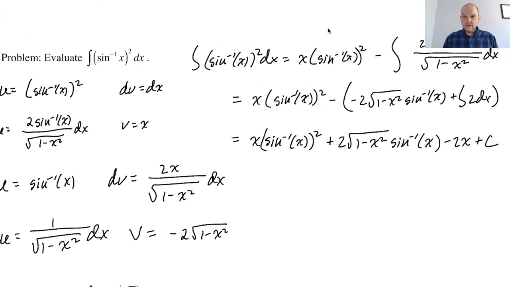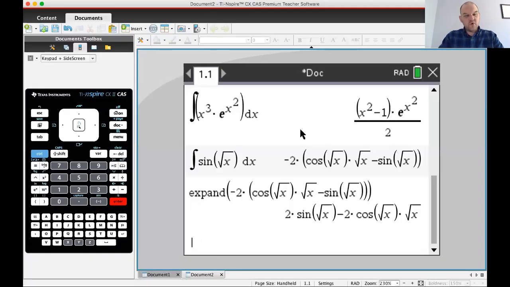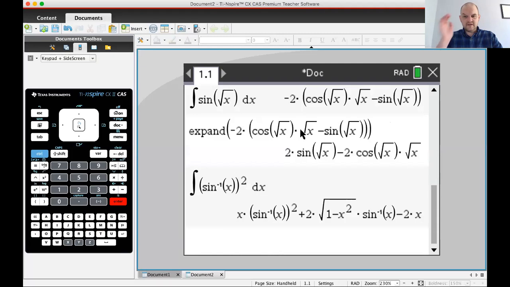Let's check. It's more exciting to check by taking the derivative, but it's more annoying, so I'm not going to do it. The integral of arcsine of x, squared, dx is x arcsine of x squared plus 2 root 1 minus x squared times arcsine of x minus 2x. So we got it.